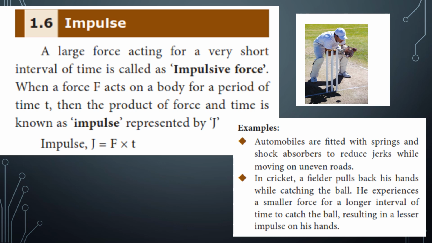Change in momentum can be achieved in two ways: a large force acting for a short period of time, and a smaller force acting for a long period of time. Examples: automobiles are fitted with springs and shock absorbers to reduce jerks while moving on an uneven road. In cricket, a fielder pulls back his hand while catching the ball. He experiences a small force for a longer interval of time to catch the ball, resulting in a lesser impulse on his hand.